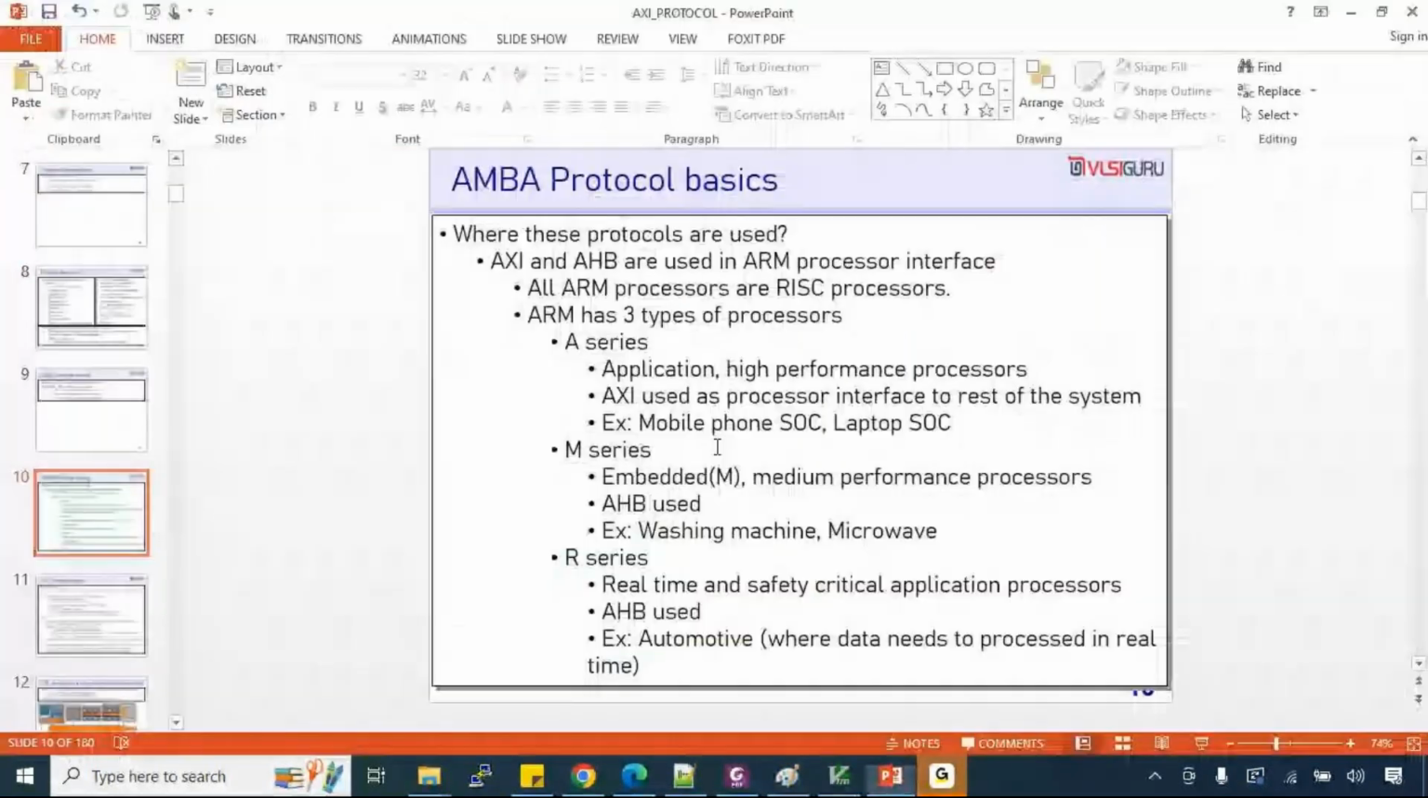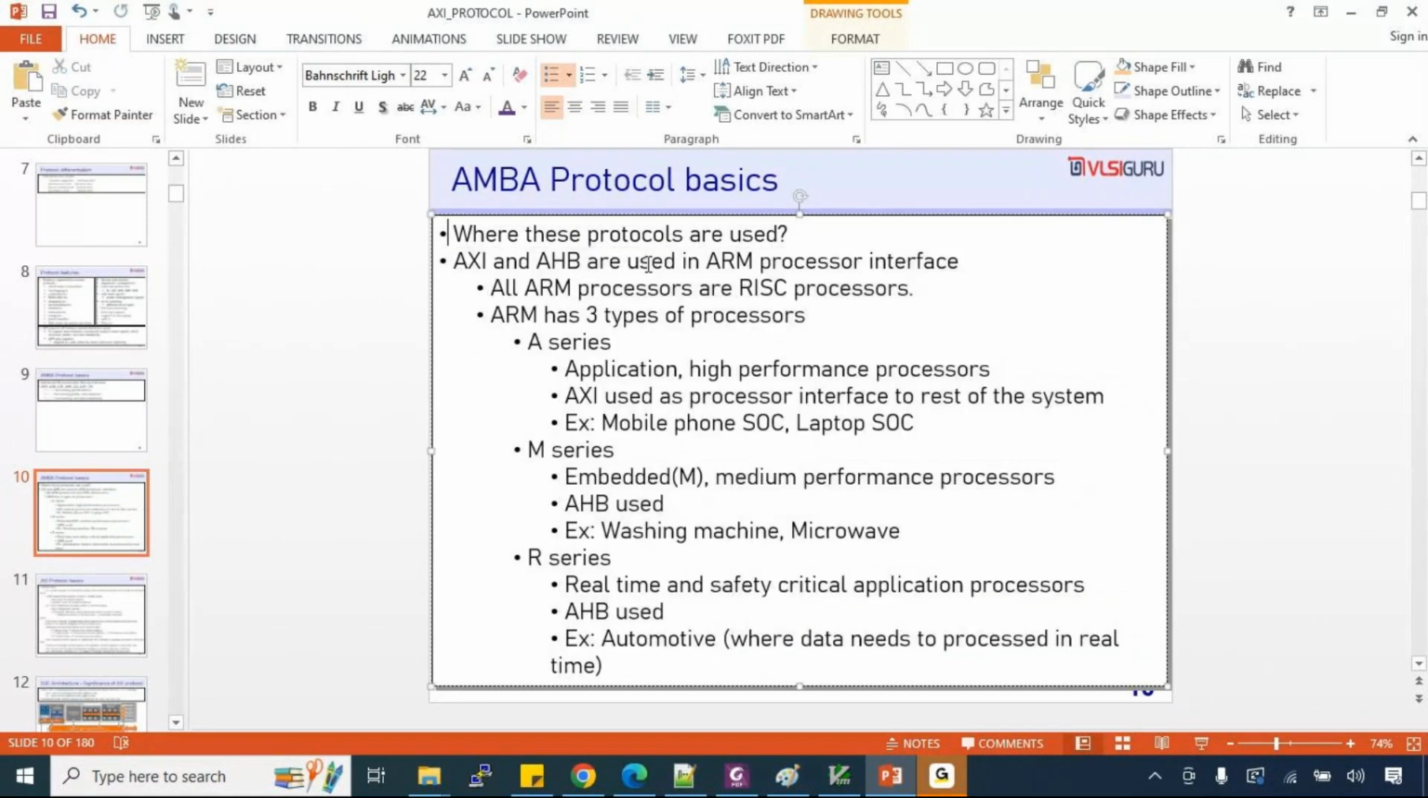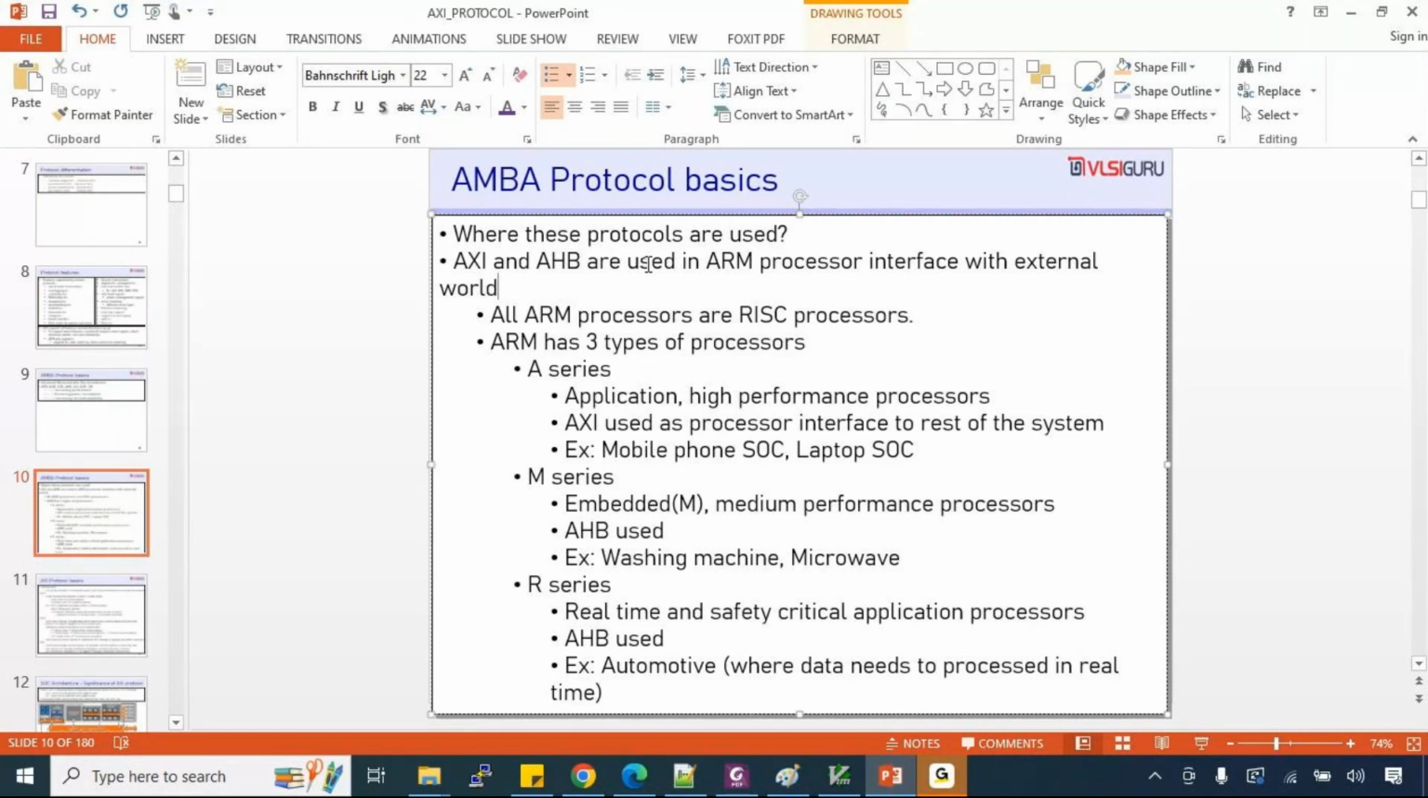So that's the same thing we are explaining. Where are these protocols used? AXI and AHB are used in ARM processor interfaces to face the external world. External world means what? External components. All ARM processors are RISC based. ARM has three types of processor families.